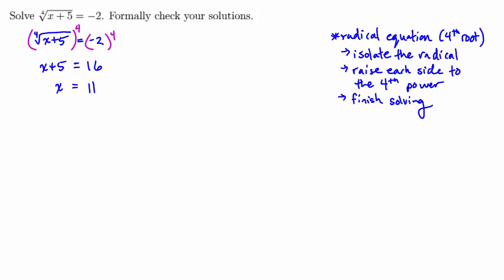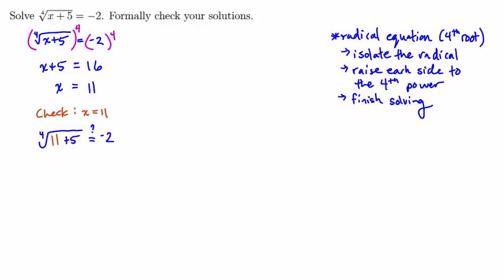Now, one thing we want to make sure we do, as it says, is to formally check our solutions. And again, with radical equations, we're not necessarily just checking to see if we made an error. We're also checking to see if there was a false or extraneous solution. So we'll go through our check, and we'll do so by replacing x with 11 in that original equation. So I have the fourth root of, and inside there I'll put 11 plus 5. And I'm checking if that equals -2.